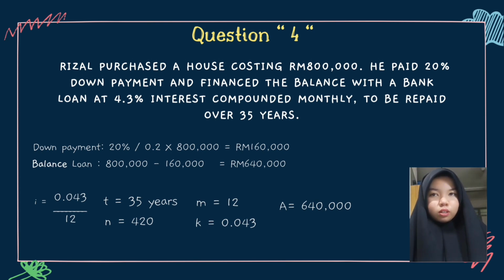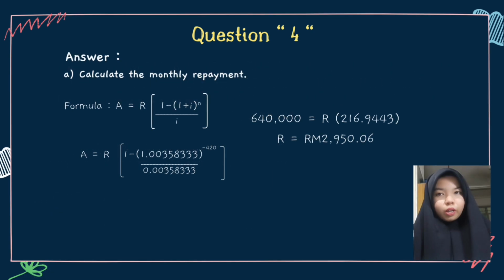First, let's look at the initial loan detail. The down payment is calculated as 0.2 times 800,000, which equals 160,000. This leaves us with a loan balance of 800,000 minus 160,000, giving us 640,000. So in part A, we calculate the monthly payment. Using the formula for an annuity, we divide the loan amount by the present value factor. After performing the calculation, we find that the monthly installment is 2,950 ringgit and 6 cents.